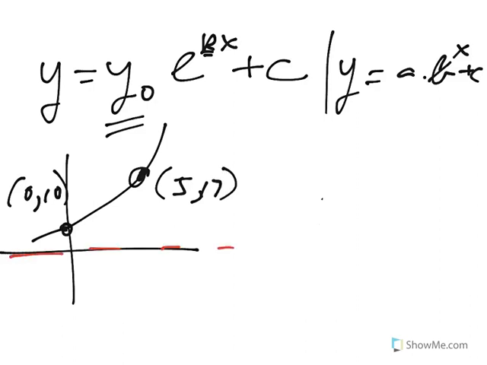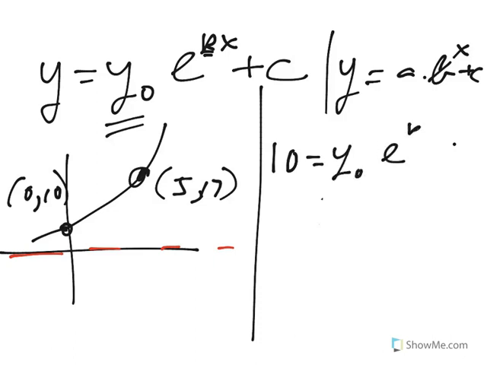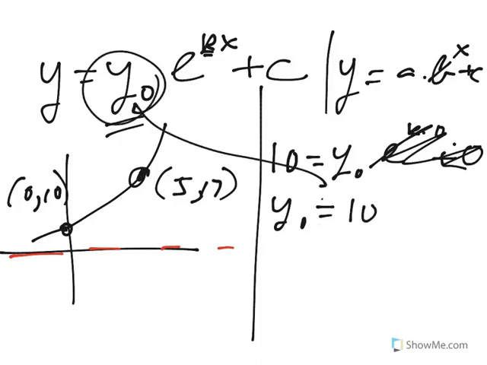and we have c equals 0, which is given here. So if you plug 0, 10 in, you get 10 equals y0 times e to the k times 0 plus c, and c is 0 also. E to the 0 is 1, so we get y0 is 10, that's what this number is. Then we take the other point and say 17 equals 10 times e to the k times 5.